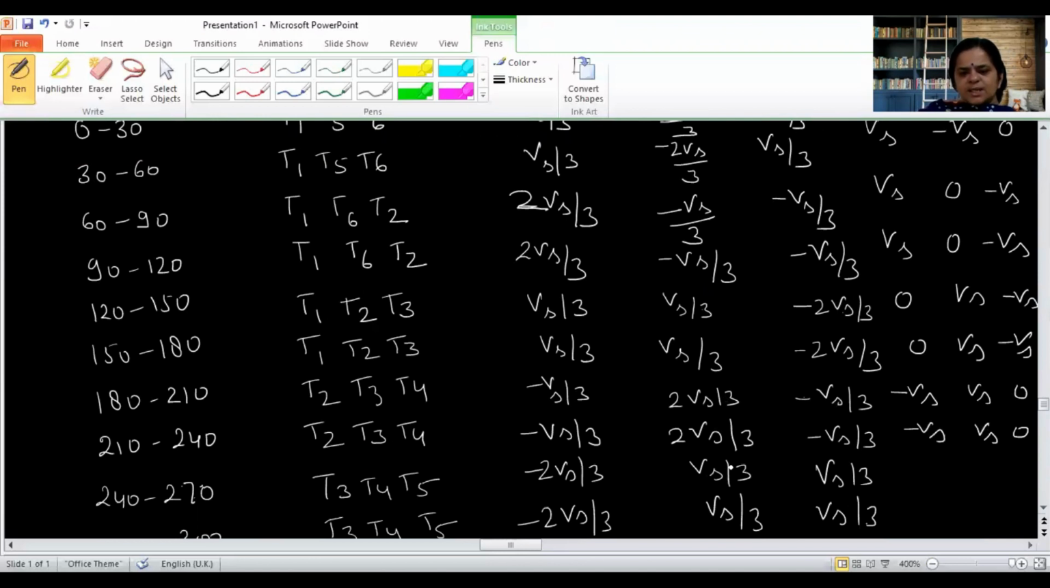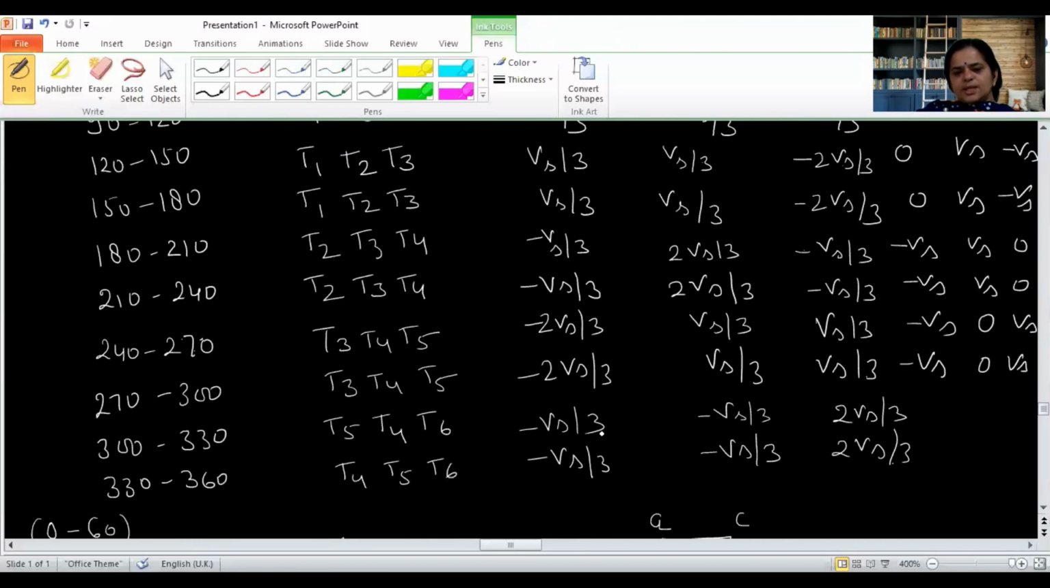Now this minus this. So minus Vs. This minus this. So 0. This minus this. So Vs. So minus Vs, 0, Vs. Similarly for this minus this. So 0. This minus this. So minus Vs. Now 2 Vs by 3 minus this. So Vs. So 0, minus Vs.